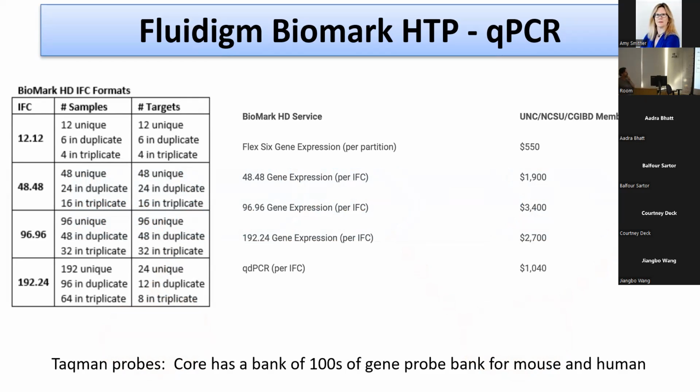These are some generalized prices. All the prices I'm showing you here, I just want to put this disclaimer out. These are approximate amounts because every experiment is slightly different. And it depends on if you're a UNC, NCSU, or CGIBD member as well. All the pricing for non-members is on the webpage, if you want to go look at that. But this just gives you an idea about how much it costs to run this high throughput qPCR.